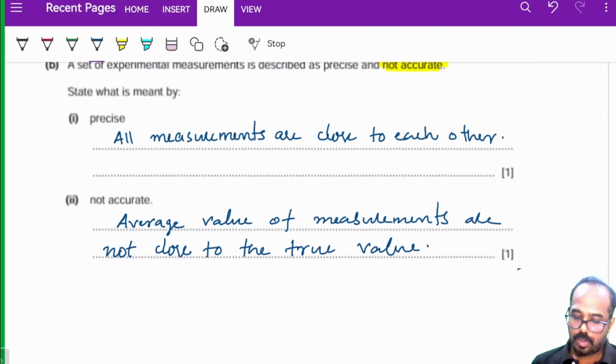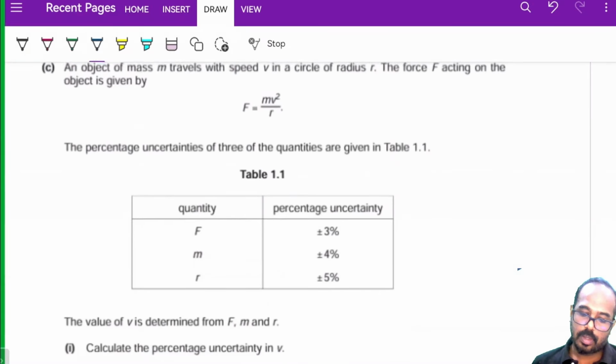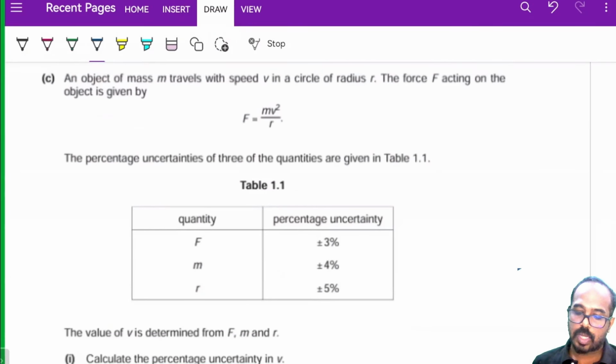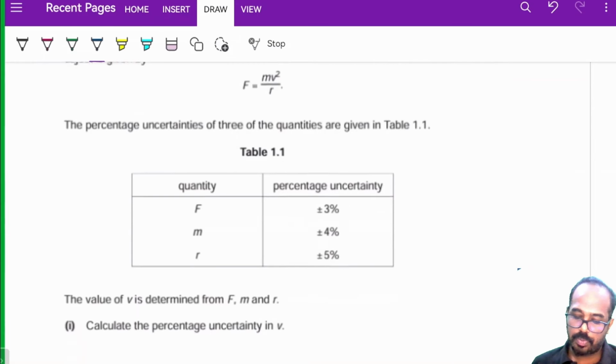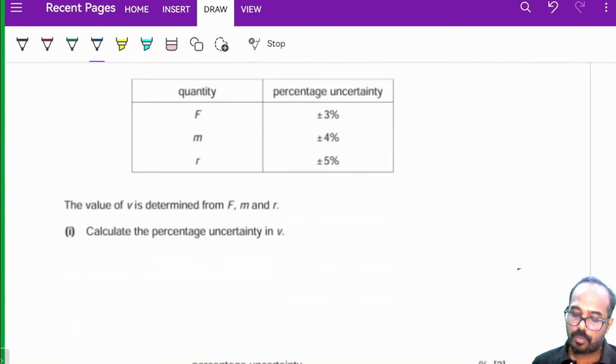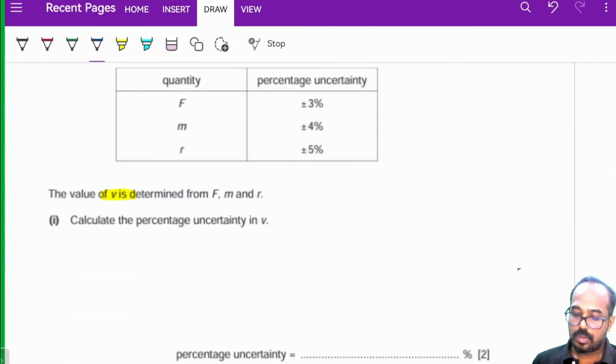Okay. Next question. An object of mass m travels with a speed v in a circle of radius r. The force acting on the object is given by this equation. F is equal to mv square by r. This is a centripetal force equation. The percentage uncertainty of three quantities are given in the table. The percentage uncertainty in F, M, R is given. The value of V is determined from F, M and R. Calculate the percentage uncertainty in V. So you need to calculate the percentage uncertainty in V.